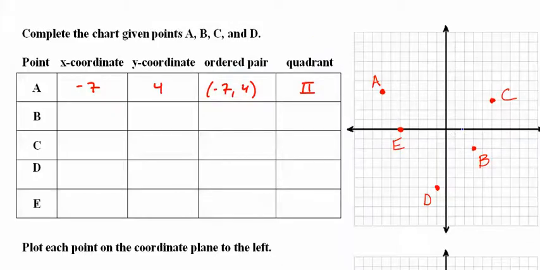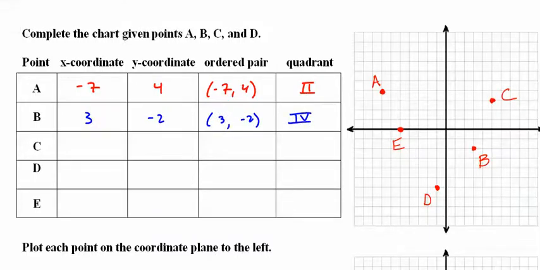B is 1, 2, 3, and down 2. 3 right, positive, down 2, negative. 3, -2, and that's in quadrant 4. C is 1, 2, 3, 4, 5, 1, 2, 3, +5, +3, 5, 3, and that's in quadrant 1.